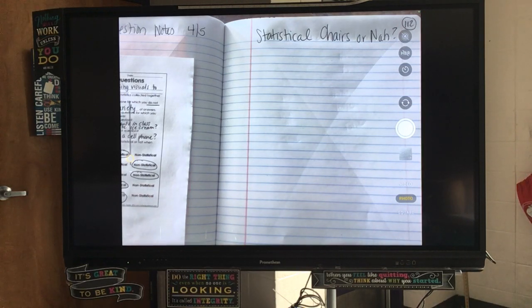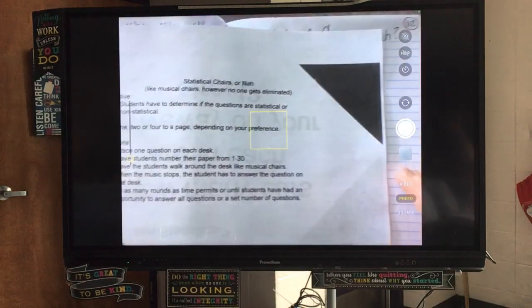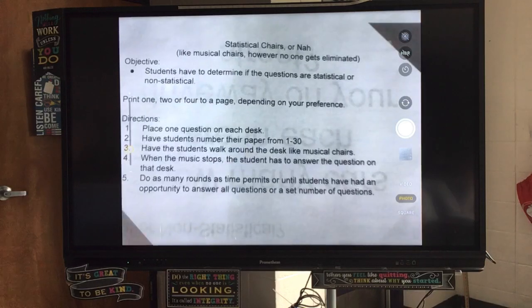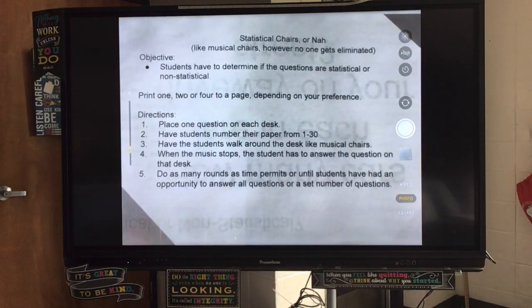Alright, any questions about what you're doing? And I want to hear no judgment on the music. I'm just going to put some random classical music. So this is going to be the directions again. Just so you know, you are not getting eliminated. So there should be no rushing, pushing, anything like that. Okay? There's going to be one question.